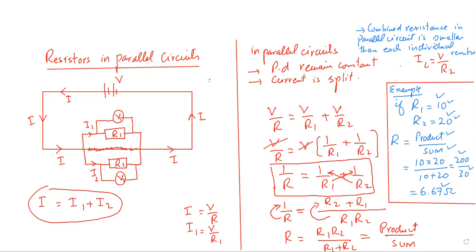So instead of having any calculation, if the question comes in the MCQ, we'll look for the smallest value which is smaller than each one of them. But keep in mind this product over sum is applicable to only two resistors. If you have more than two, then you have to do the LCM method or some different method.